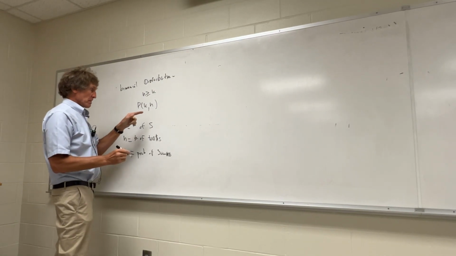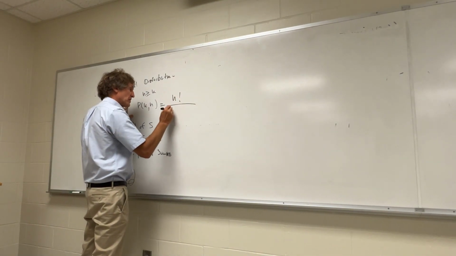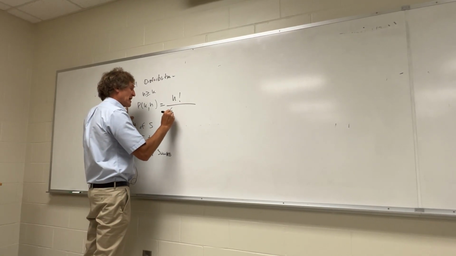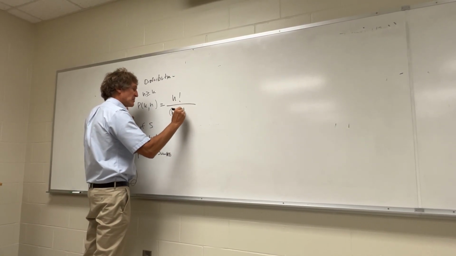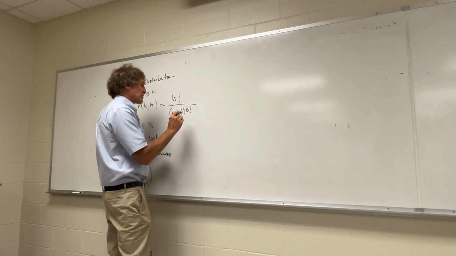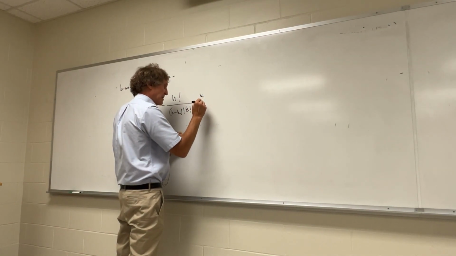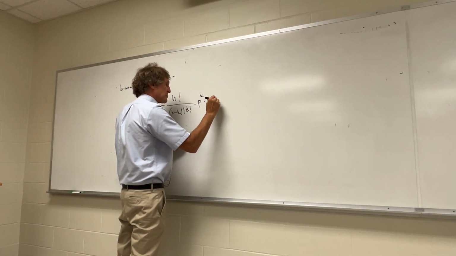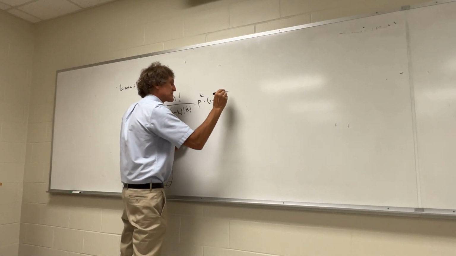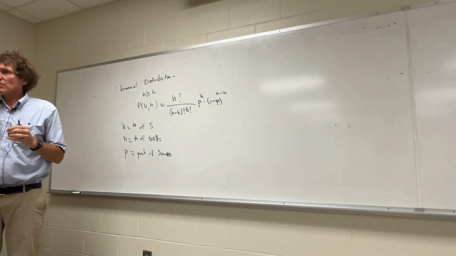And what this is going to be is n factorial over, this looks a lot like combinations, n minus k factorial times k factorial. Then it's going to be times the probability of success to the k, the number of successes, times 1 minus the probability of success, which is the probability of failure, to the n minus k. So that's the formula. It's in your book. Just write it down, binomial distribution.